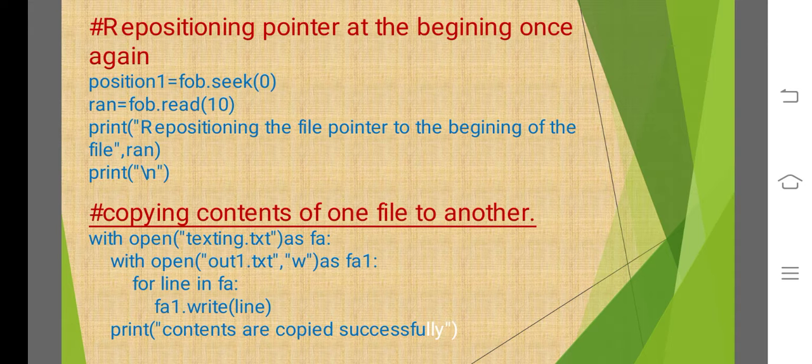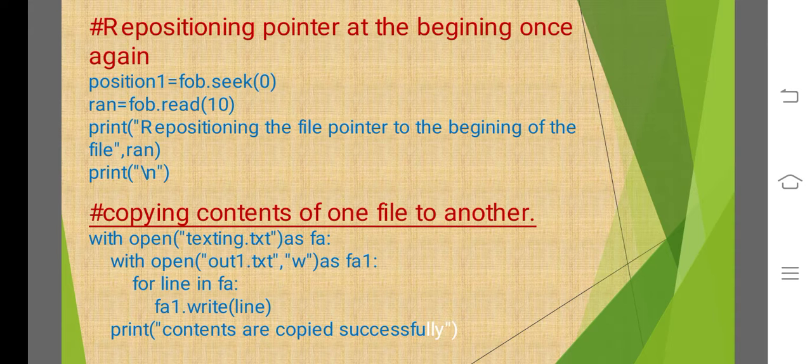Again opening the file as fa, meaning fa is a variable for the file name. With open out1.txt, another file, because we want to copy the contents of one file to another file. That's why we require two files to open. With open txt as fa, and again with open out1.txt in writing mode, because the first one is in reading mode, since the contents are copied.